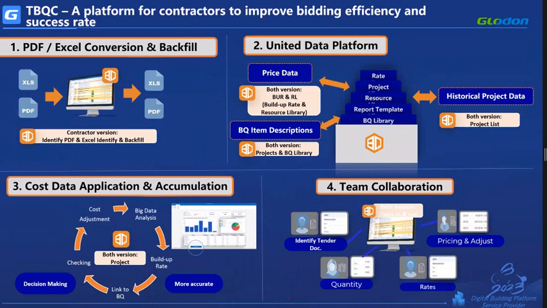So TBQ actually can do a lot of functions in the tender stage. For example, TBQ can identify the PDF and Excel, do the conversions and backfill. And also in TBQ, we have the unit data platform to help you collect the price data and BQ item descriptions. And after that, do the cost data application and accumulation. And finally, we also can help you do the team collaboration with different roles like the entity tender document, quantity, rates, and pricing and adjustment.